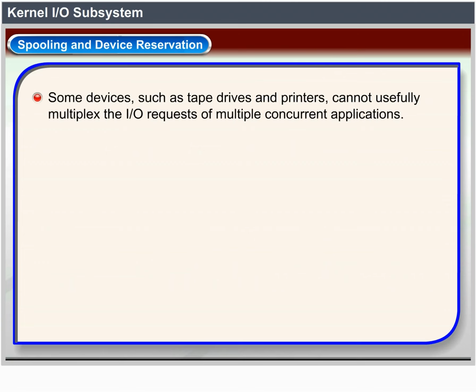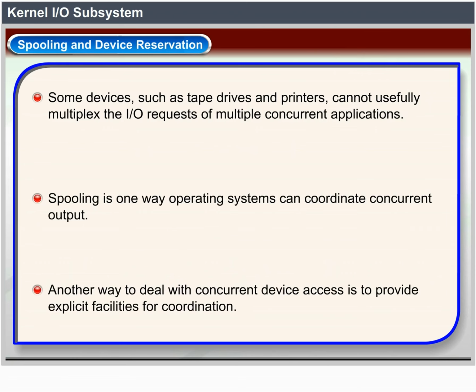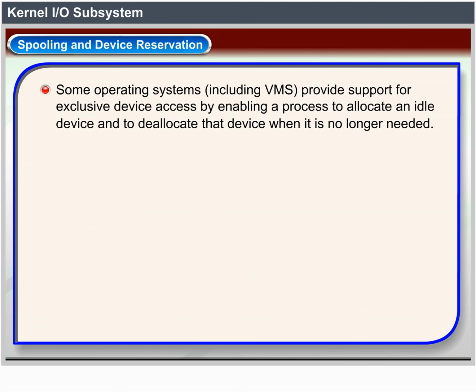Spooling is one way operating systems can coordinate concurrent output. Another way to deal with concurrent device access is to provide explicit facilities for coordination. Some operating systems, including VMS, provide support for exclusive device access by enabling a process to allocate an idle device and to deallocate that device when it is no longer needed.